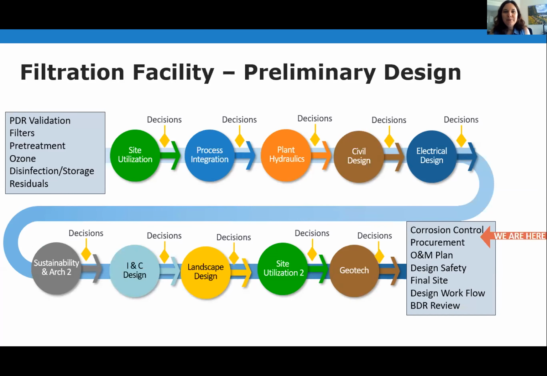So looking at the preliminary design for the filtration facility, we had a lot of workshops. So I just want to give kind of a little snippet here of all the different topics we've had and how they sequenced into each other. And at every point, we made sure that we came out of it with the decisions we needed to provide to the designers for the basis of design report. And we just had our corrosion control and procurement on Tuesday of this week, and in a couple of weeks we'll have our operations and maintenance plan.